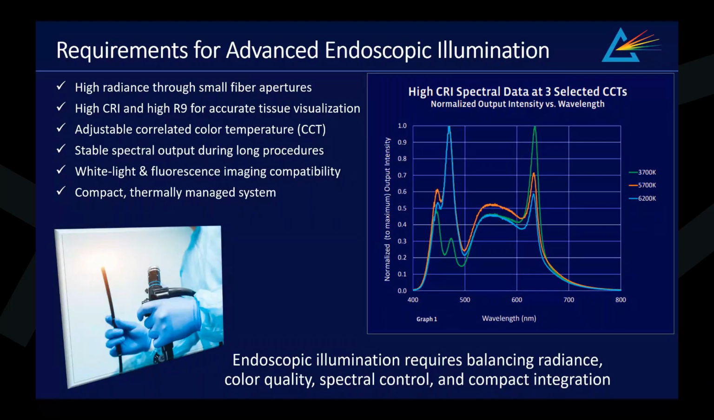While color rendering index, also known as CRI, is commonly used to describe color rendering quality, CRI alone does not always fully characterize surgical illumination performance. In particular, R9 is a supplemental color rendering metric that specifically evaluates saturated red reproduction, which can be especially important for accurate visualization of tissue and blood-rich structures.